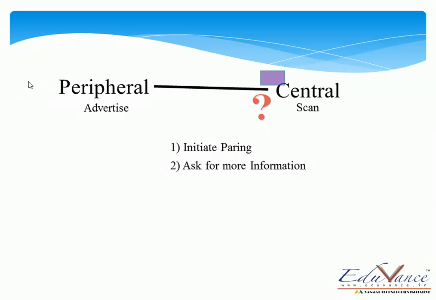Now after the central gets the data, the central can either read it and say yes, the data is through, and then pair, or it can say no, this is not the data that I want, and it can just break the pairing. It can just not pair. So depending on what the peripheral sends, the central will check and act accordingly.